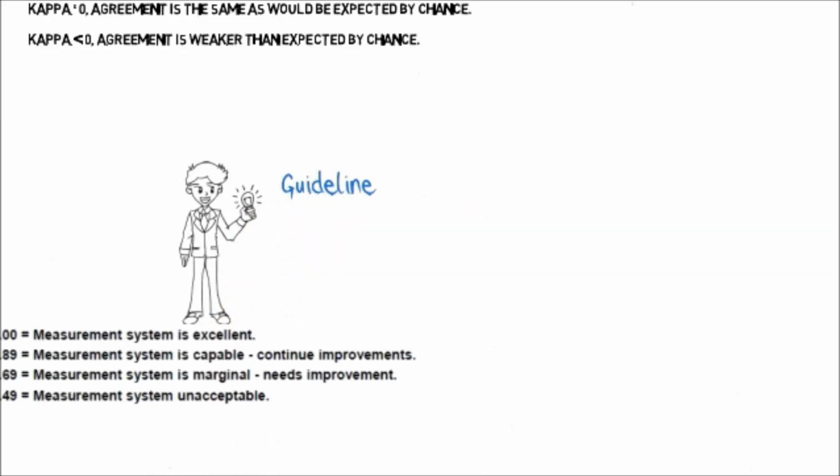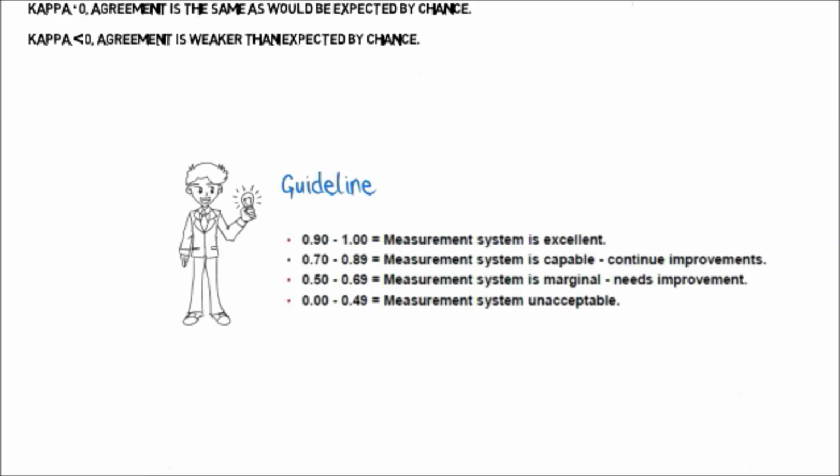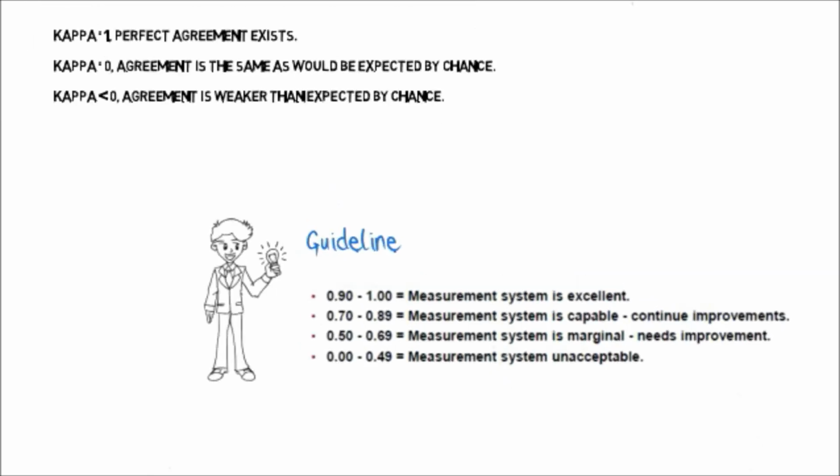As a guideline we can summarize it and say that if we have a kappa between 0.9 and 1, then the measurement system is excellent. If it's between 0.7 and 0.89, then the measurement system is capable, but we need improvements. If it's between 0.5 and 0.69, then the measurement system is marginal and needs improvement. And if it's between 0 and 0.49, then the measurement system is unacceptable. But of course, this is just a guideline.